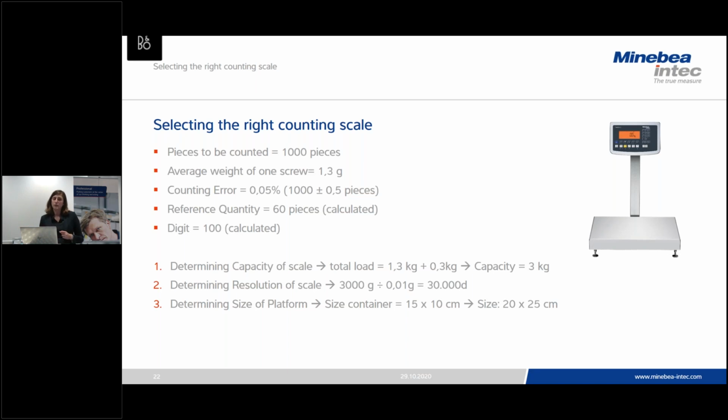Then in the next step, you have to determine the resolution of the scale. And 3 gram are 3 kg, sorry, are 3,000 grams. This then has to be divided by the readability that we want to have, which is 0.01 gram, and then we have the resolution of 30,000 d. The next thing would be to determine the size of the platform. So you have to look at what size of container you have. In my example, I just put 15 times 10 centimeters, and so the platform size just should be bigger.